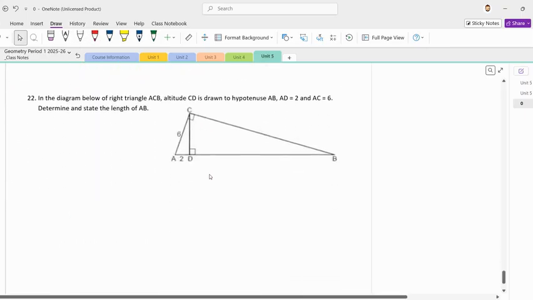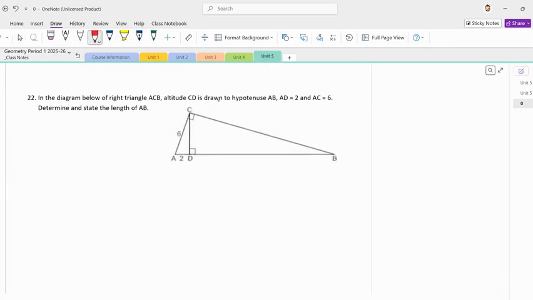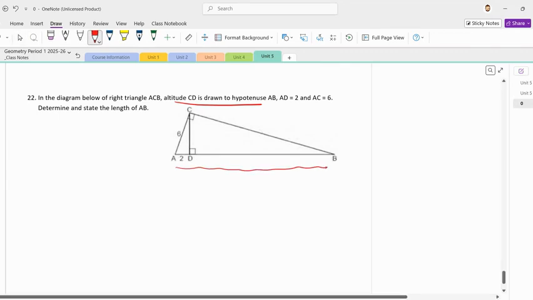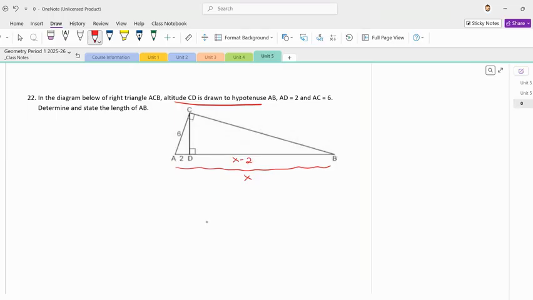All right, number 22, last one here. So same idea, altitude drawn to the hypotenuse. So if these two sides are 2 and 6, we're trying to find the length of AB. AB is this whole thing. And so if we call this X, this side is going to be X minus 2. Don't know if we need it yet, but that's what it's going to be.